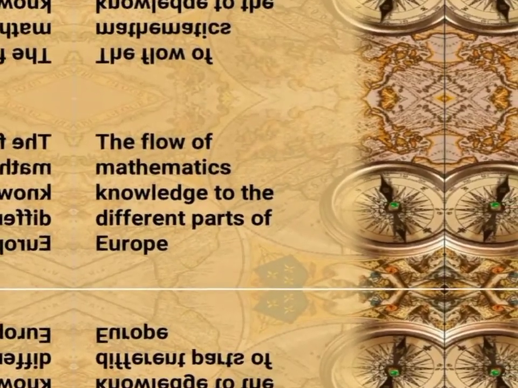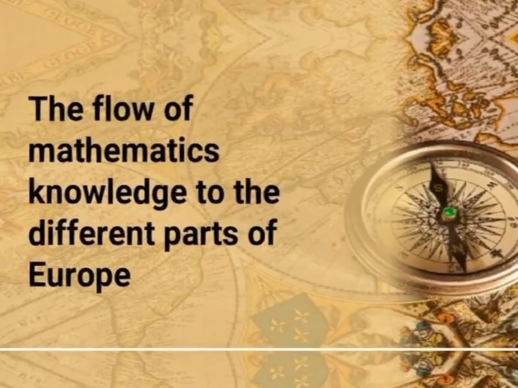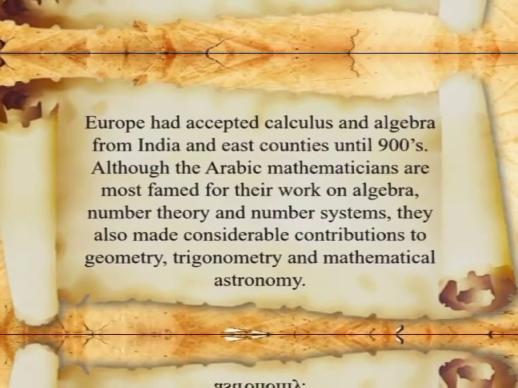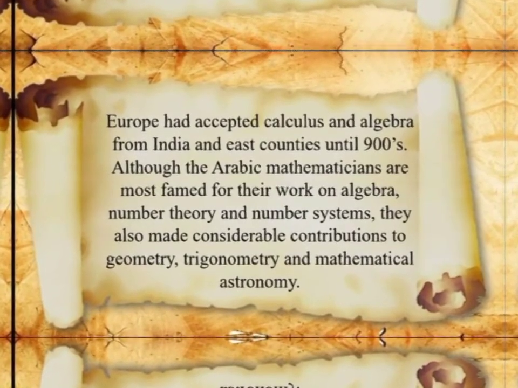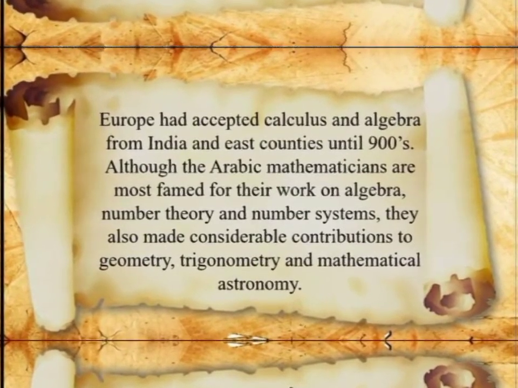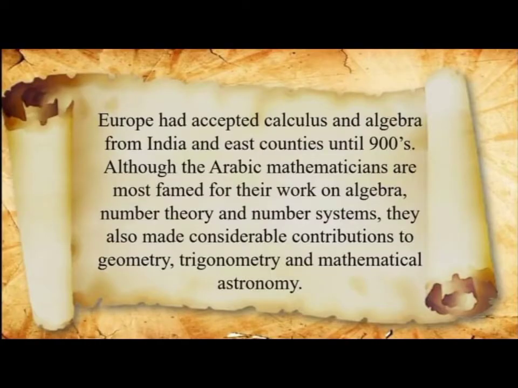And now let's proceed to the flow of mathematical knowledge to the different parts of Europe. Europe had accepted calculus and algebra from India and Eastern countries until the 900s, although the Arabic mathematicians are most famed for their work in algebra, number theory, and number systems. They also made considerable contributions to geometry, trigonometry, and mathematical astronomy.